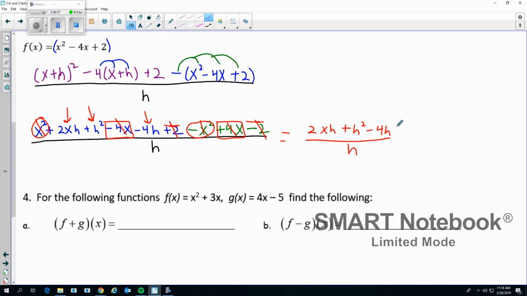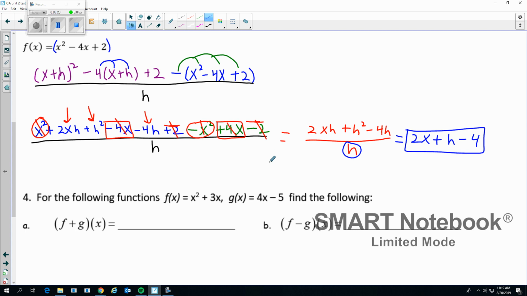Now you're going to divide each one of these individually by h. When you divide the first one by h, it leaves you with a 2x. When you divide the middle by h, that reduces down to just a plus h. And when you divide the last one by h, it leaves you with a minus 4. And that's what we're looking at right there.